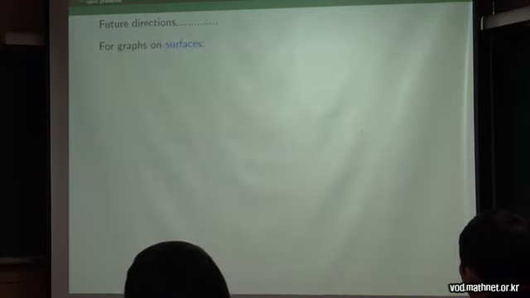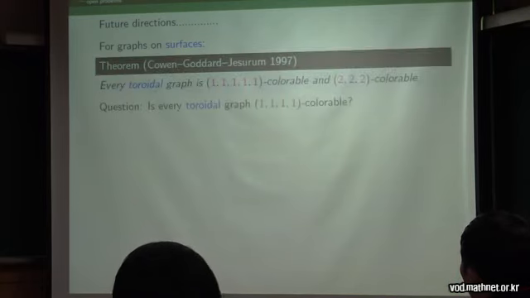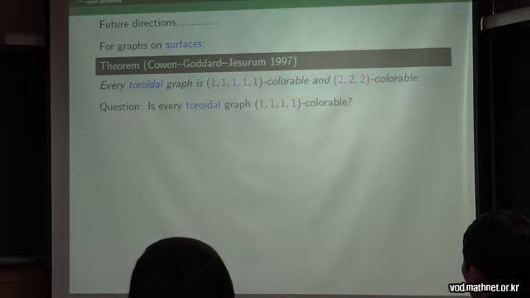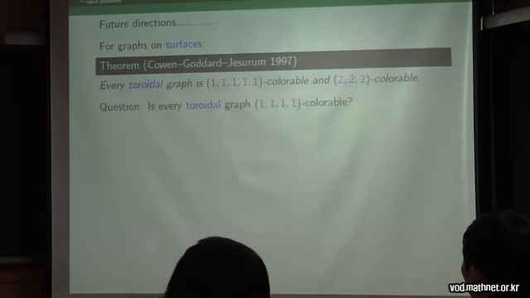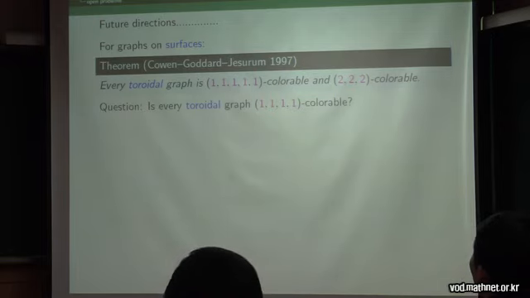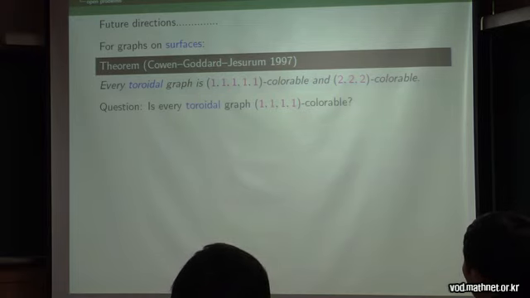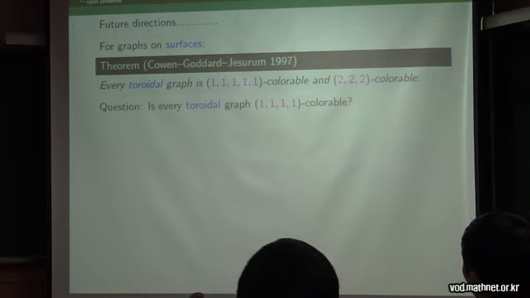And now I have some open questions for graphs on surfaces, right? So the first one is what Hojin and Jisoo were asking about small genus, right? So Cohen, Goddard, and Jesurum, they proved graphs on a torus can be partitioned into 5 parts where each part is an induced matching, so 5 ones. And they also solved that it's 2, 2, 2. So planar graphs were 2, 2, 2, but they extended this to graphs on a torus. So graphs on toruses are also 2, 2, 2 colorable.